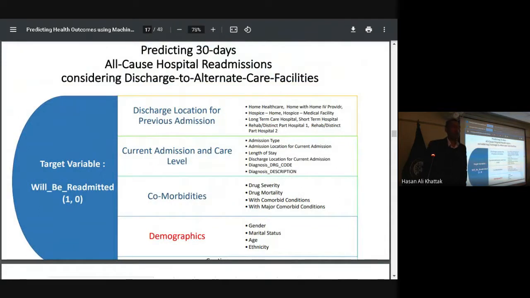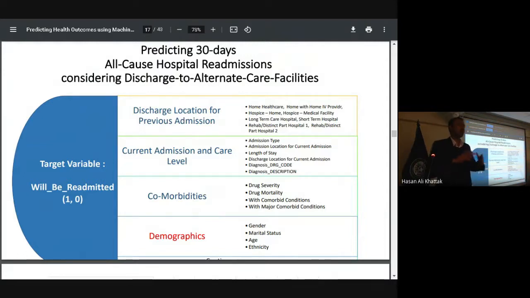Now, what we did was we took the discharge locations for previous admissions, for example, whether the patient was in hospice, in long-term care, or in a rehab. Then we took the current admission and care level, like the type of admission, total length of stay in a hospital, and admission location. Then also the data about the comorbidities.